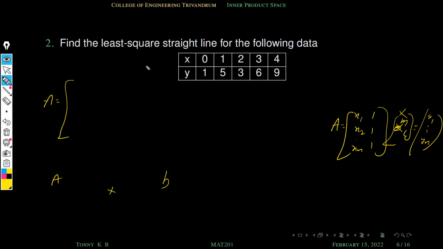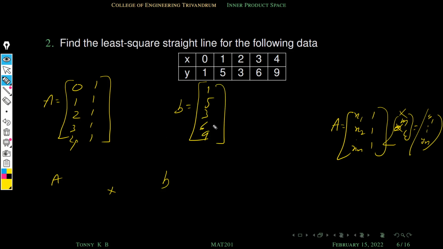In this case, what is our x1? x1 is 0 and 1. Here x2 is 1, 2, 3, 4. These are our x values. All the second columns are 1. This is our A. Similarly, what is our B? B is given by the yi's. So here 1, 5, 3, 6, 9. So this is our B. Now A and B are available. These data points are not linear.